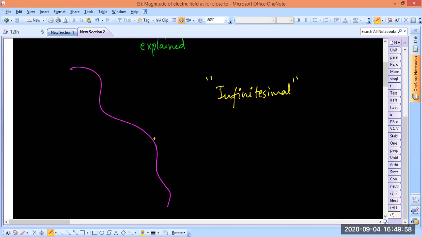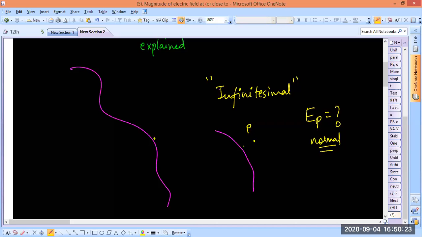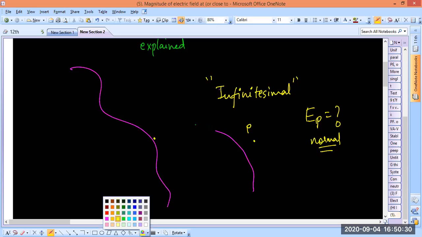So we will have to zoom in on this. If we zoom, how will it look? Not zoom meeting, only zoom as in magnification. So if we zoom it, it's going to look like this. Here is the point P, and I want to find the electric field magnitude at P. Everyone knows the direction is normal, right? So suppose this surface has a positive charge.